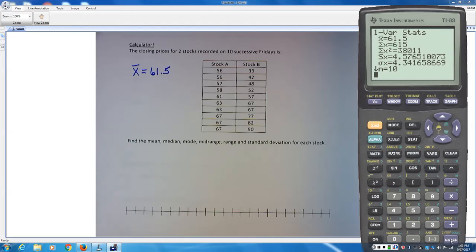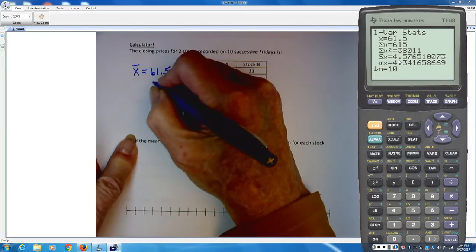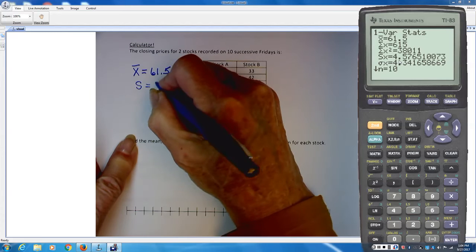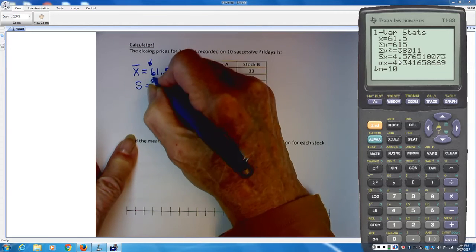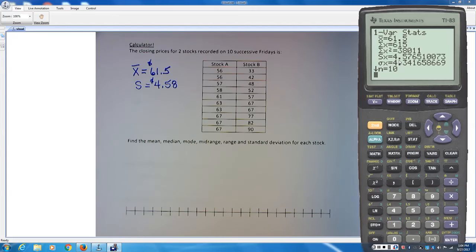And I'll make a note, even though we don't necessarily understand what it is yet, that the standard deviation of the stock prices is 4.576, which we're going to round to 4.58 because it's money. So we're going to call that $4.58. Both of these are actually dollars. And then we're going to go down arrow, and we will come back later and look at something else with these numbers.